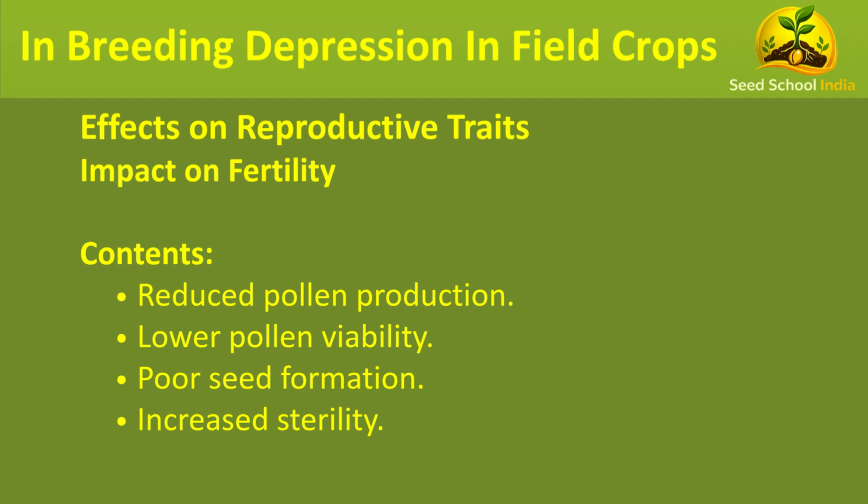Inbreeding also affects reproductive performance. Plants produce fewer flowers, pollen viability declines, fertilization becomes less efficient, and seed set is reduced. Increased sterility and poor reproductive success are common in highly inbred populations. These effects directly influence seed production and ultimately reduce the commercial value of cross-pollinated crops.